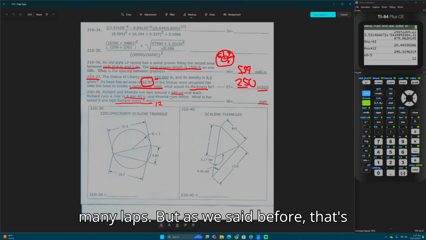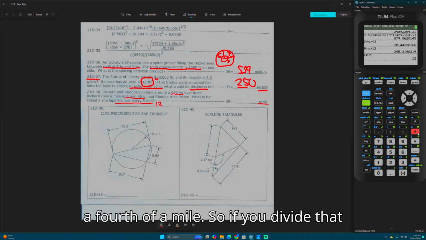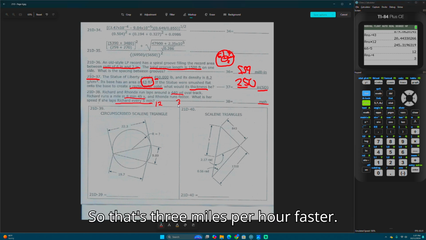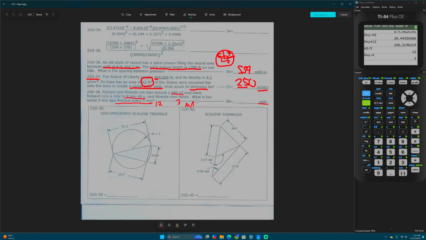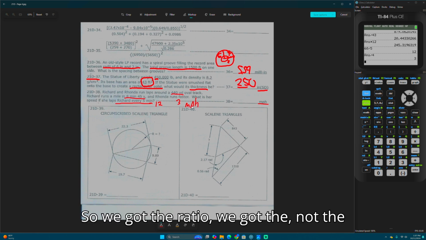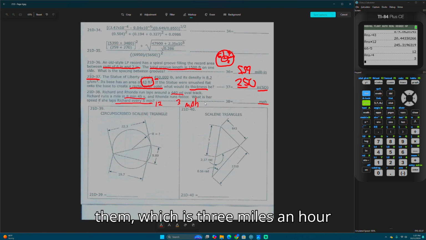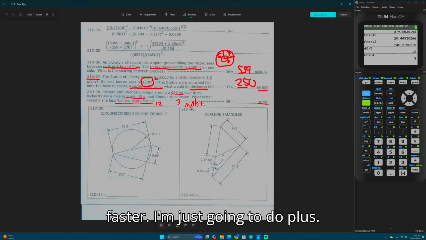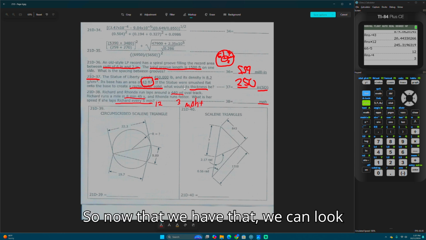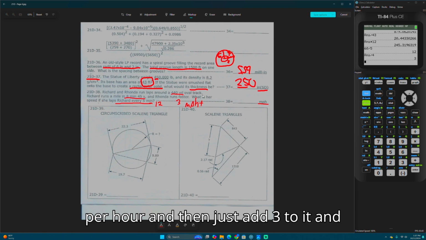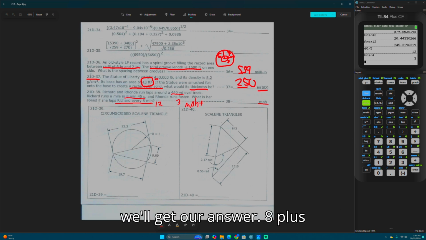But as we said before, that's a fourth of a mile. So if you divide it by 4, you get 3. So that's 3 miles per hour faster. So we got not the ratio, but we got the difference between them, which is 3 miles an hour faster. I'm just going to do plus. So now that we have that, we can look back at this original rate, find the miles per hour, and then just add 3 to it, and we'll get our answer.